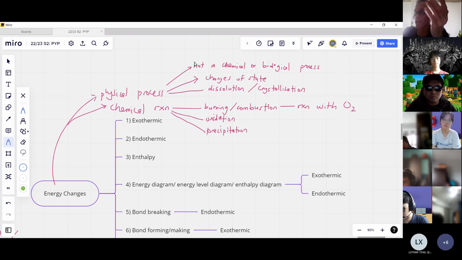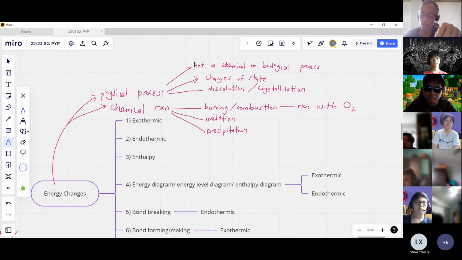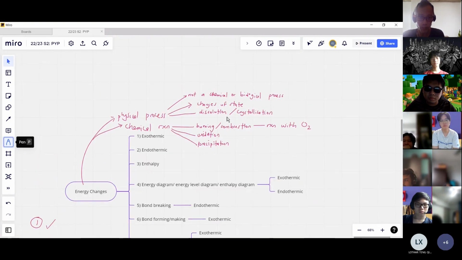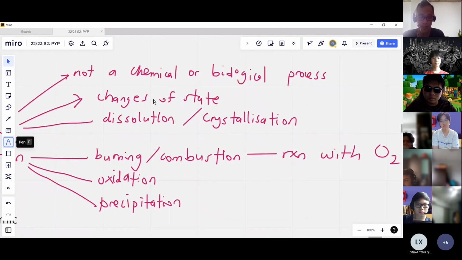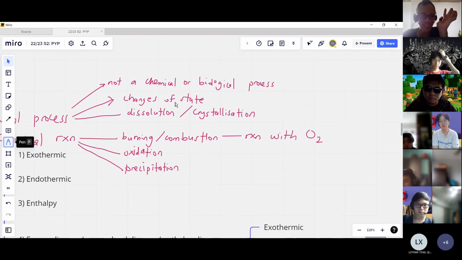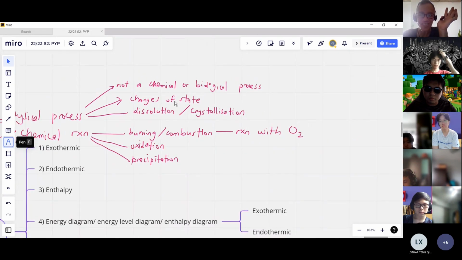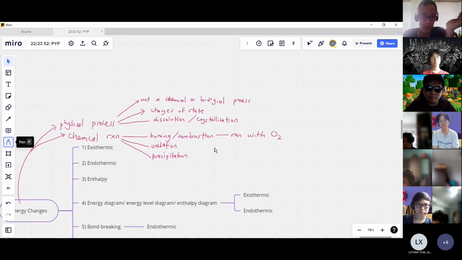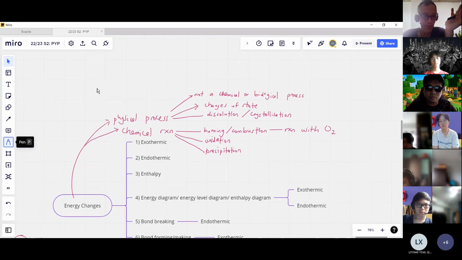So, to make a long story short, whether a physical or a chemical process can give rise to an energy change. Okay, so, by the way, please recognize the changes of state. In fact, I think I'll write that out later. All right, changes of state: boiling, melting, freezing, condensation, sublimation. Because you may see them in your exam, that's why I want to emphasize them.